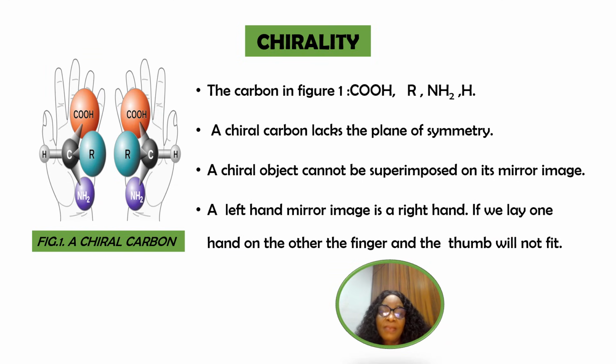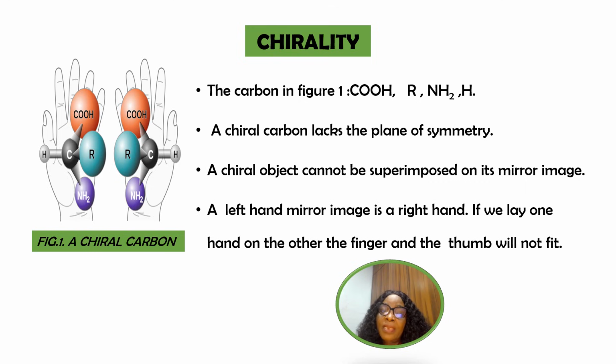What is chirality? A chiral carbon is a carbon which is bonded to 4 different groups and it is termed as handedness. The carbon in figure 1 is a chiral carbon. It is bonded to a carboxylic group, COOH group, an R group which may be alkyl or aryl, which is methyl or ethyl. It is also bonded to an NH2 group, an amino group, and a hydrogen atom, represented by H. It is an example of a chiral carbon.